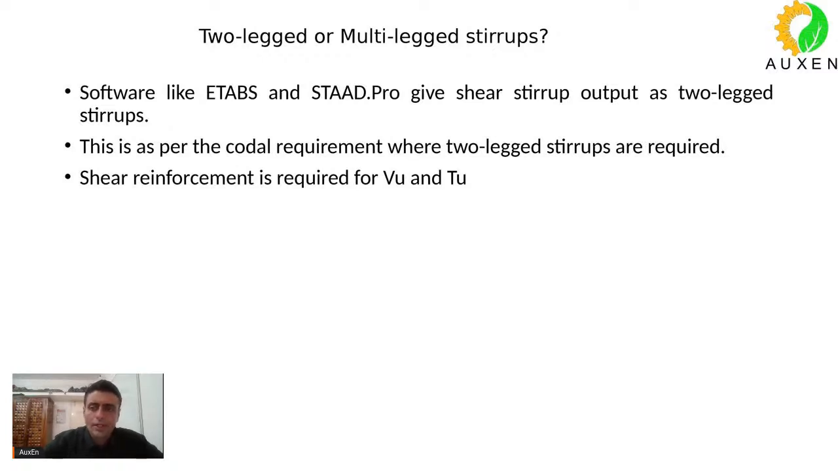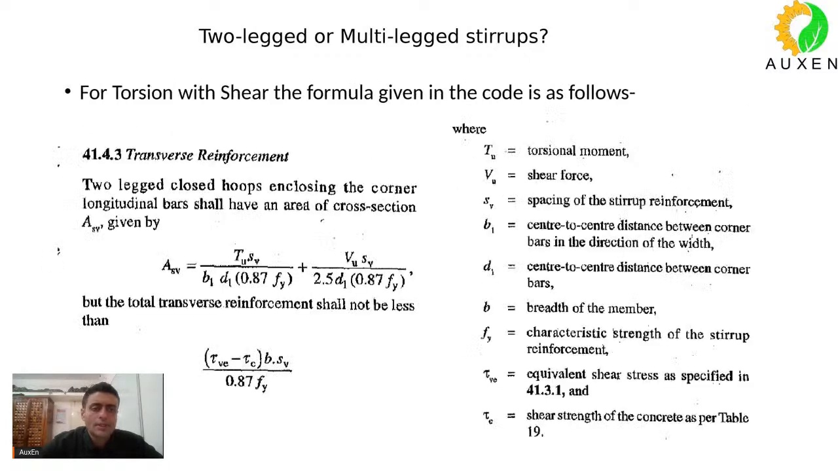Before I just start, does anyone know why two-legged stirrups are recommended in the code? If you read the code and the special publication explanatory to the code, that is SP24, your code tells you that in case of torsion, whenever you have torsional moments, two-legged stirrups are required. Okay. I think all of us understand that shear stirrups are required for torsion and shear. So when there is a torsion in your beam, you have to provide two-legged stirrups, and the stirrups have to be provided by this formula.